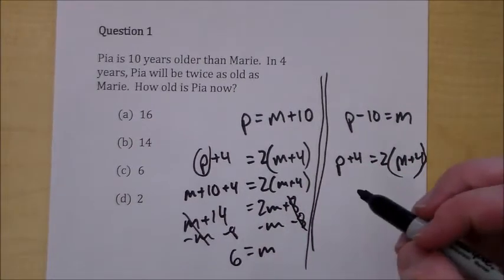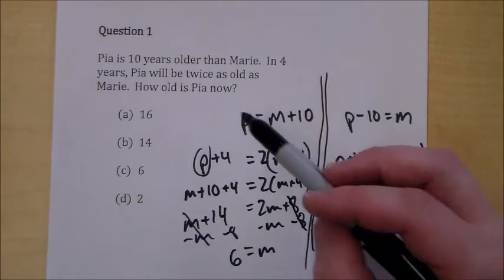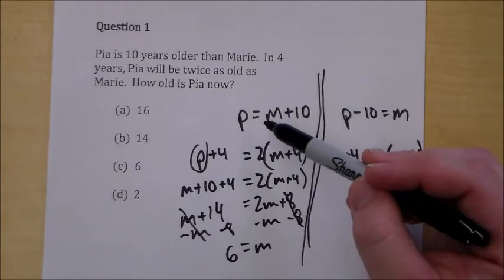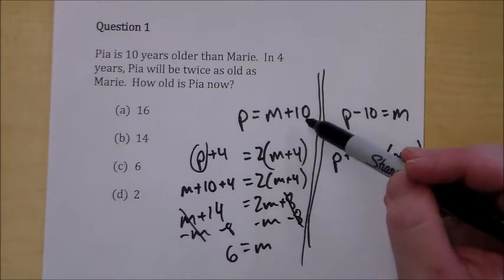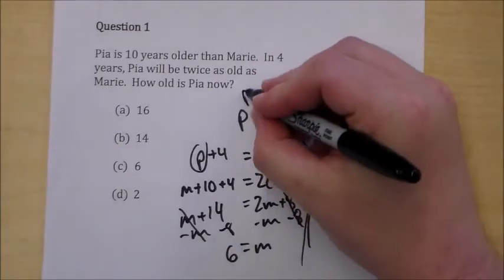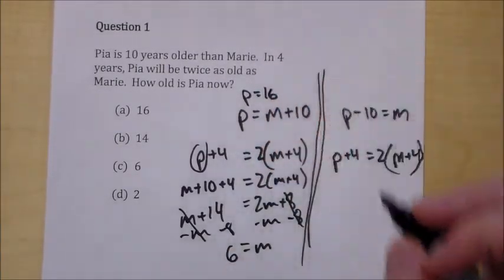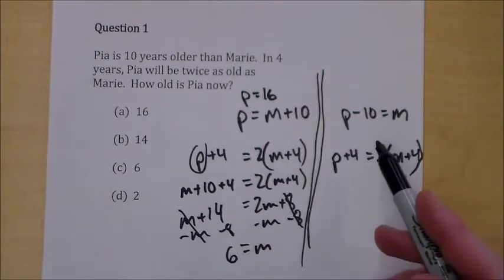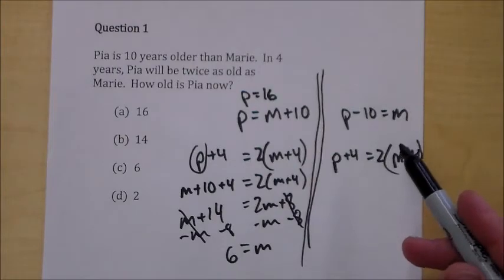Well, that's pretty cool. M equals 6. That's fun. But the question asks for how old Pia is. So if M equals 6, Pia, which equals M plus 10, is going to equal 16. And we're like, all right, that's cool. P equals 16, that's our answer. And we can plug it back in and confirm it, and we'll be good to go. But if you started out the other way, are you still in good shape? Yes, you are. I'll show you how.